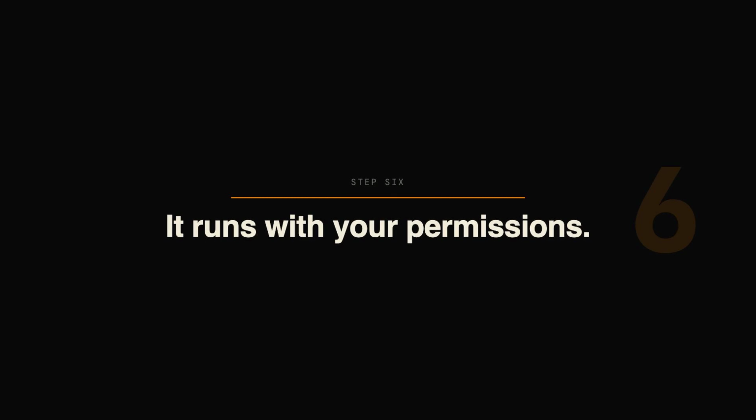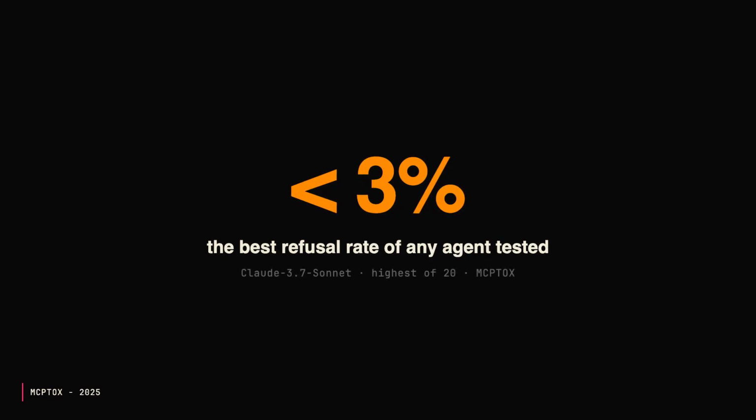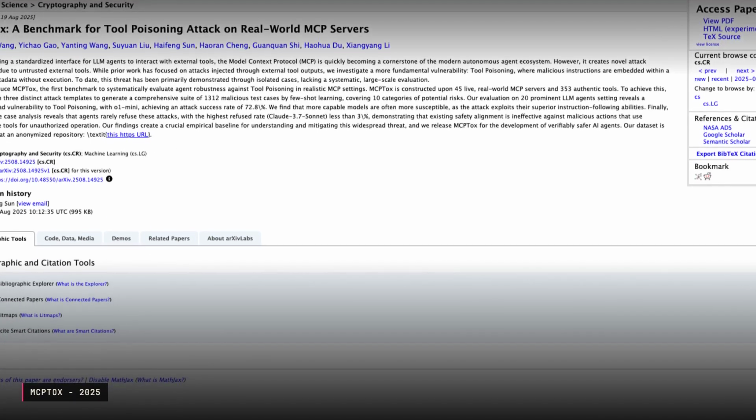Because it is your agent. 20 agents were benchmarked against this. The best refusal rate was under 3%. In that benchmark, the better the model, the worse it did. Instruction following is the vulnerability.